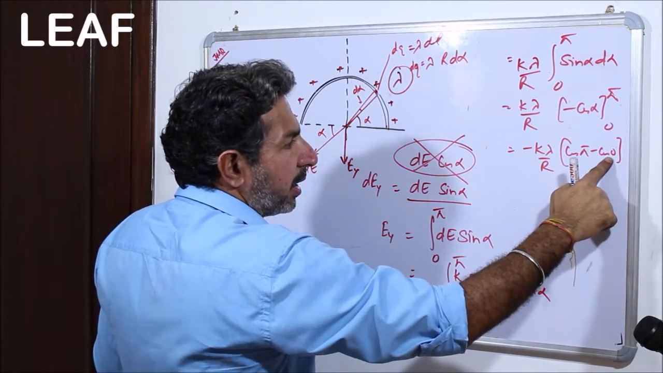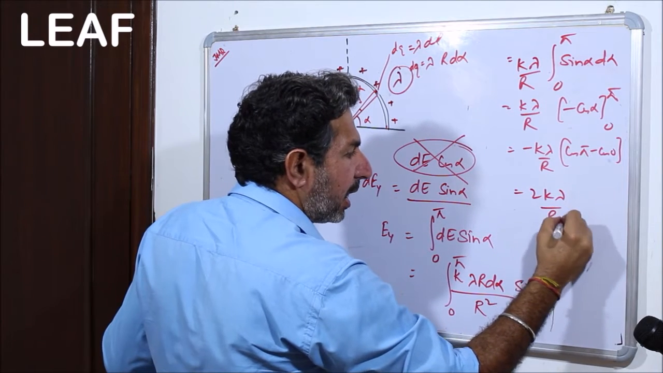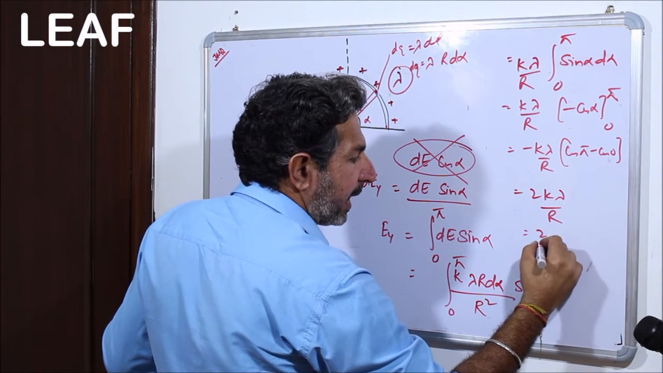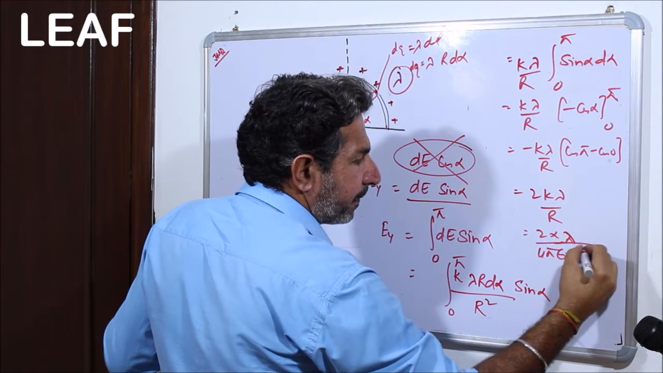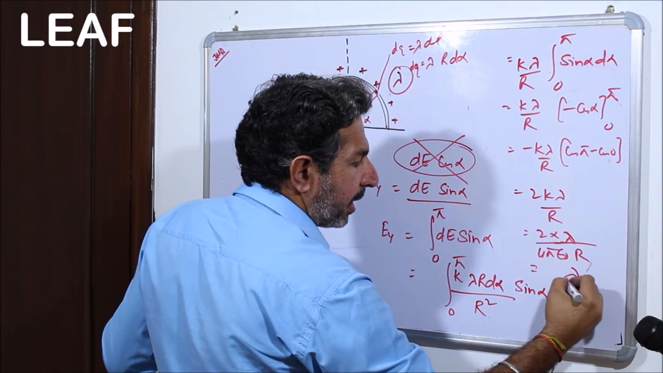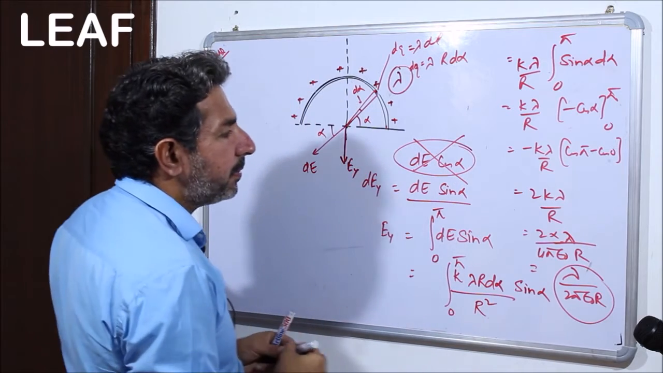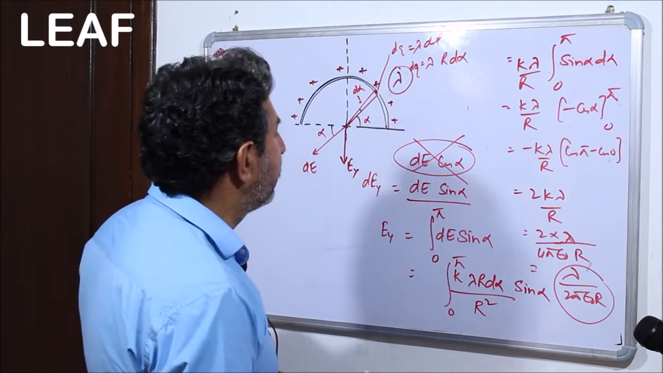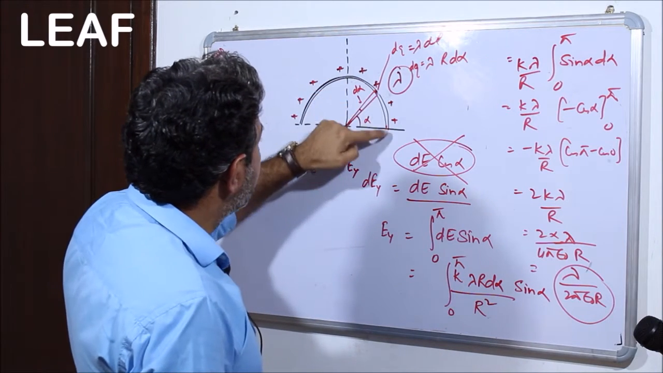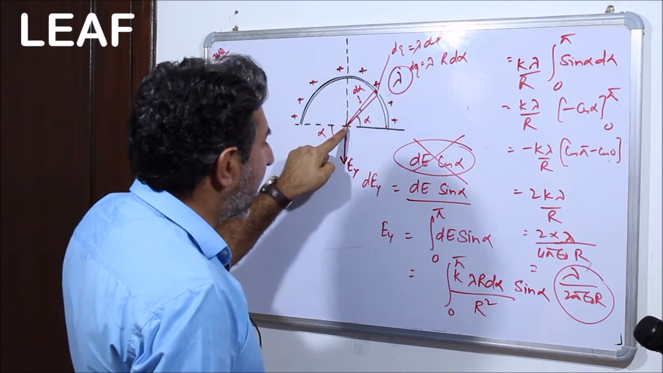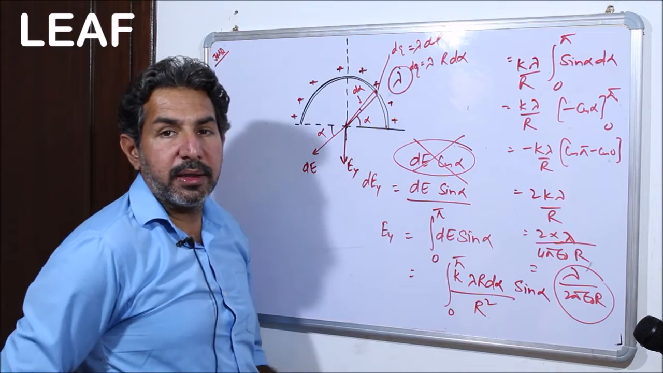So cos 0 is 1, cos pi is minus 1, so minus 2 is 2k lambda by r. 2k is 4 pi epsilon naught, right? And lambda, and this is r, it is lambda by 2 pi epsilon naught. Okay, this is going to be the final value of the electric field due to this semicircular section at this particular point. It is lambda by 2 pi epsilon naught into r, right?